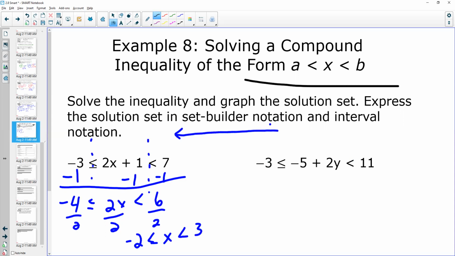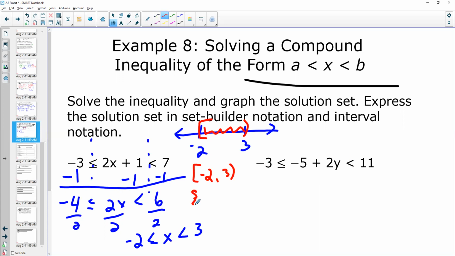So let's graph. I have a negative 2. I have a 3. At negative 2, I have a hard bracket. At 3, I have a parenthesis. Answers between them. And then interval notation looks like this.